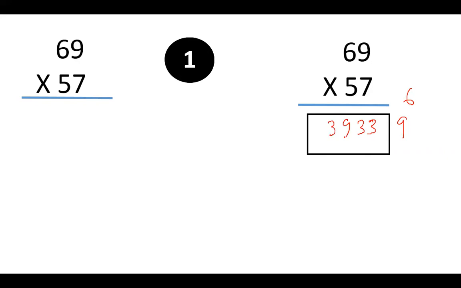So this is 3933. Let me check whether it is correct or not. I hope it is so. So first of all, what we have done is 9 multiplied with 7. 9 into 7 is, as you know, 63. So we have 3 here. And then the carry is 6.